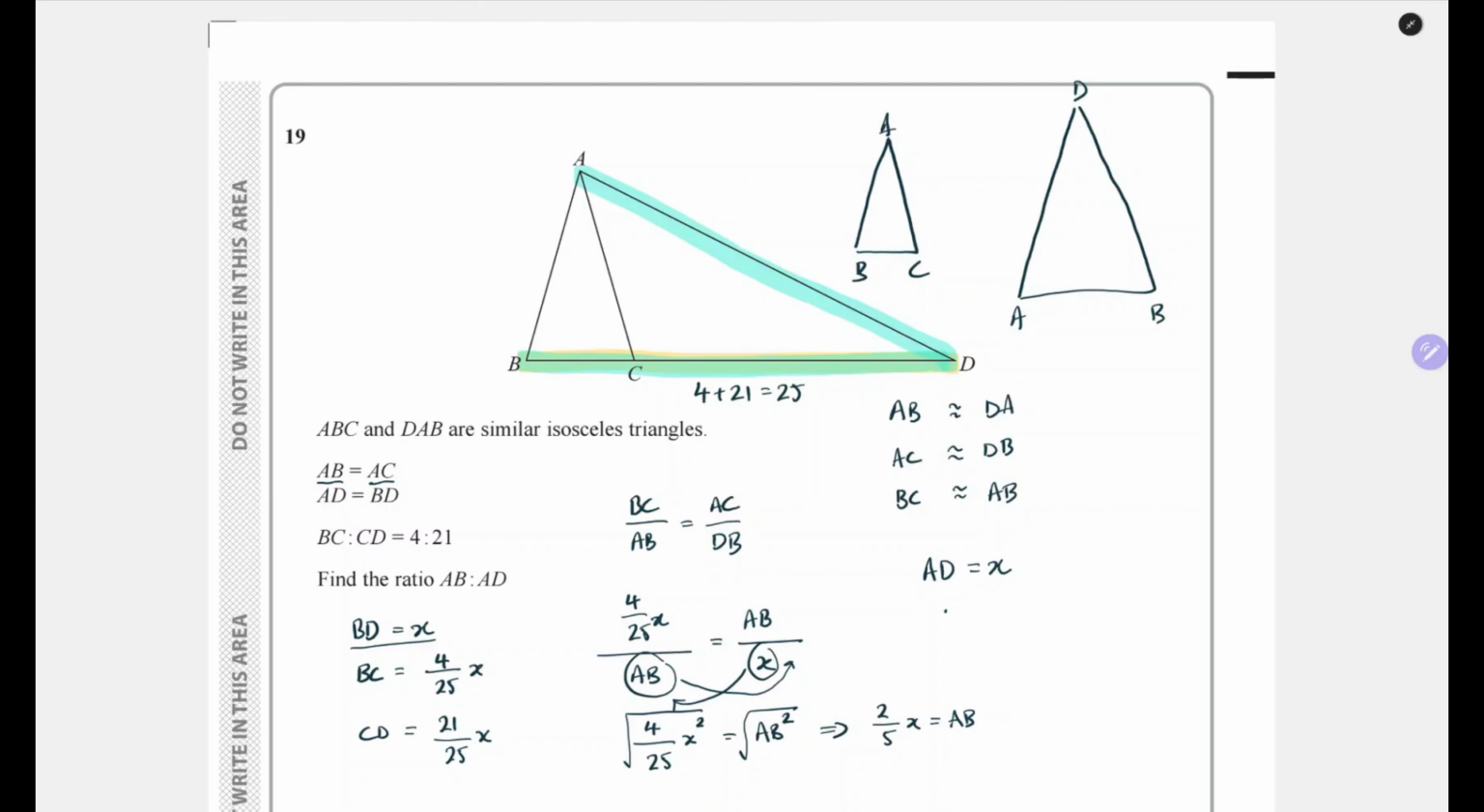And so the ratio of AB to AD would be 2 over 5x to x. We can cancel x out on each side and multiply both sides by 5, and that will give us an answer of 2 to 5. And that is the ratio of AB to AD.